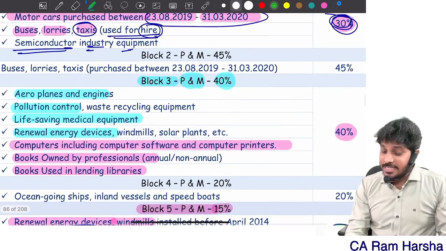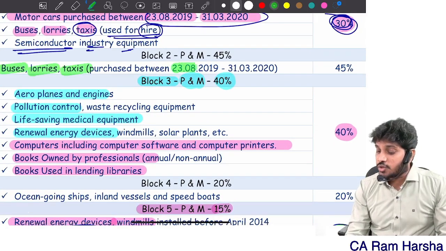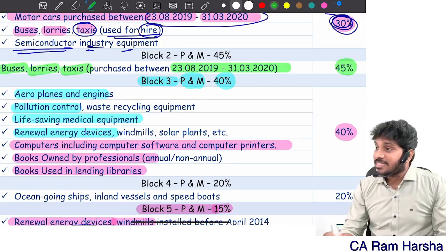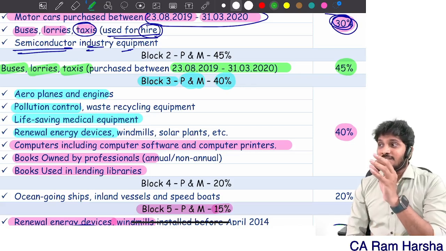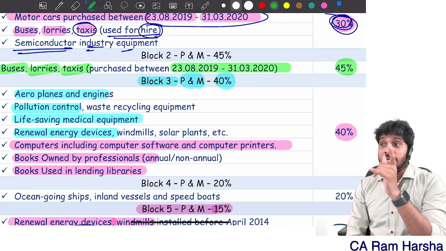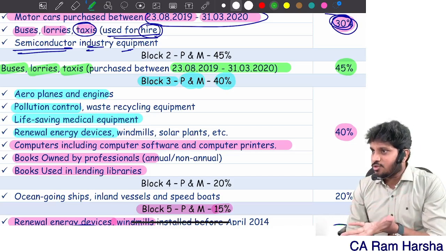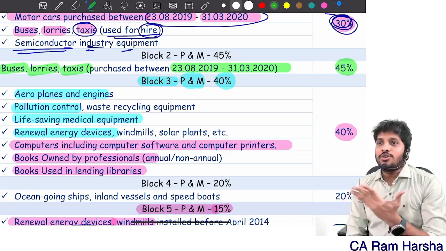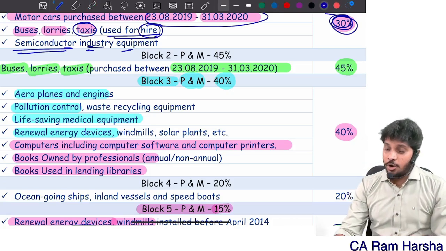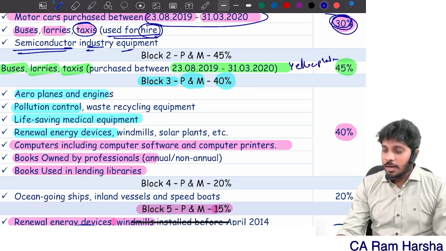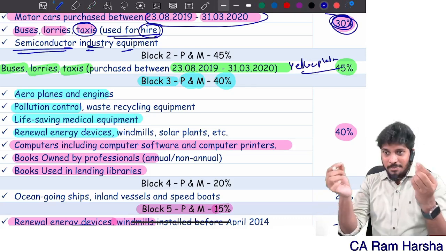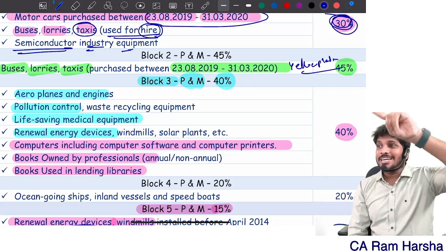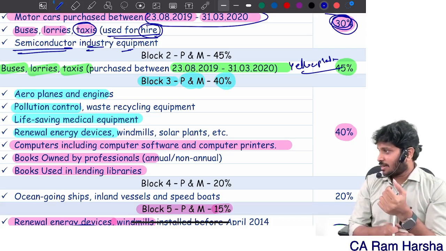Now, in the same period, buses, lorries and taxis purchased in the same August 2019 to 2020, 45% is the rate. Buses, lorries and taxis purchased for commercial purpose. Obviously buses are used for commercial, will I use a bus daily? No, right? So buses and all were used only for commercial. What do you mean by commercial purpose? Yellow plate. Cars will have a number plate, right? If that number plate is yellow, generally across India, that is said to be commercial purpose.